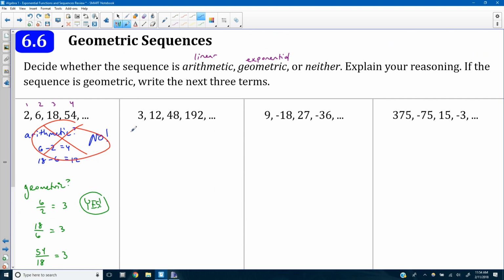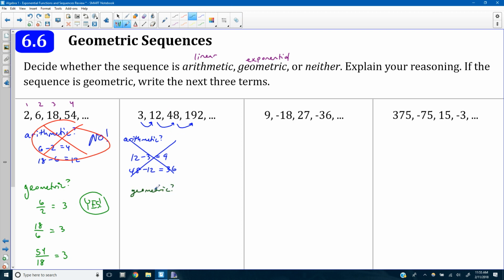Is it arithmetic? And again, I'm going to keep just talking the same way that I did last time, just in case you're uncertain of what's happening here. 12 minus 3 is 9. 48 minus 12 is 36. That is not a common difference. No, it's not arithmetic. Is it geometric?